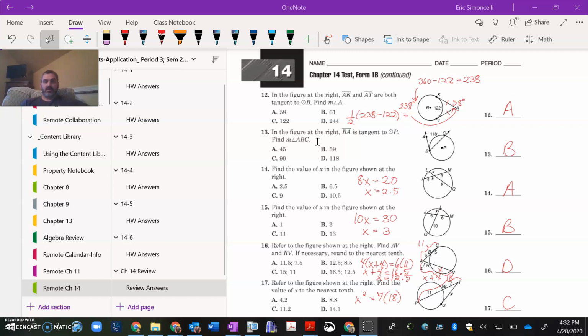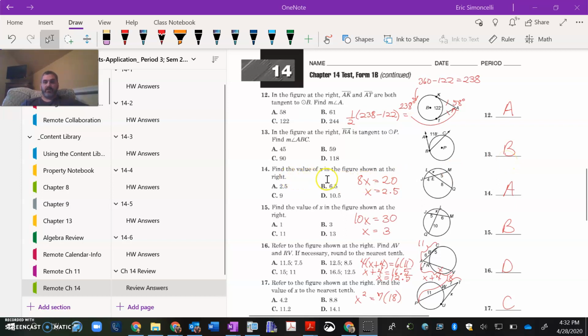Number 13, in the figure at the right, BA is tangent to circle P. Find the measure of angle ABC. So BA, there is your tangent. This arc is known as 118. The simple theorem to apply here is taking 118 divided by 2 to get this particular angle. And that, of course, simply is letter B, 59 degrees.